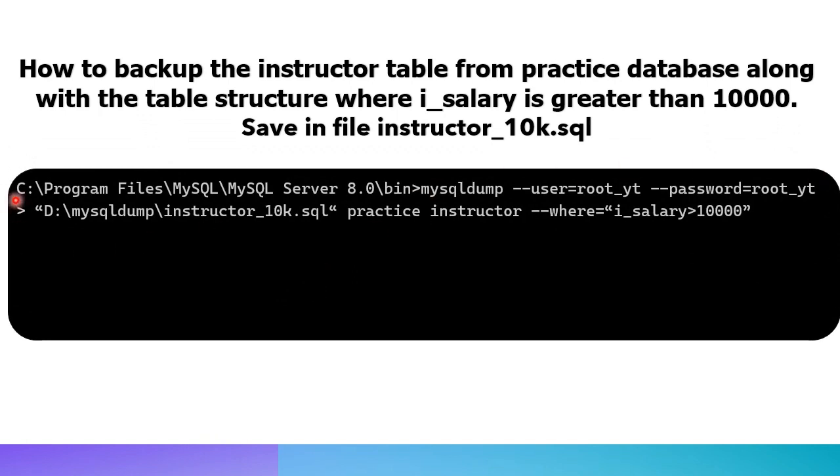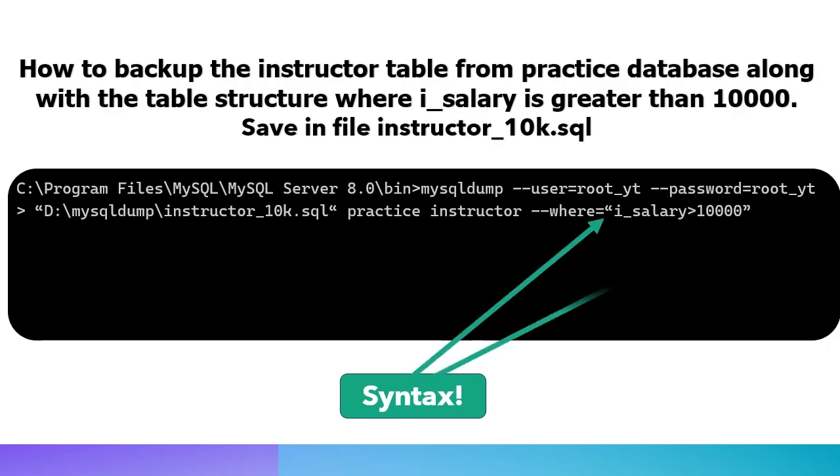So mysqldump, this makes sense. We're using the shortcut, and then practice instructors. Practice is the name of the database. Notice there's no double dashes preceding the practice database, and then you mention the table name. As mentioned earlier, you can't have two tables in here. And then --where, condition in quotations, salary is greater than 10k. But if you want to back up another table, then it is worth doing an append, where you have two greater-than signs. Syntax, notice the quotations.